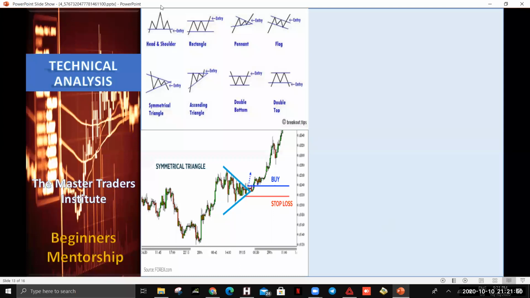Now look very well on the screen. You can see this head and shoulder. This is the head here. This is a shoulder here, and this is another shoulder here. I'm going to go on a live chat and I will show you anyone I see on the live chat.